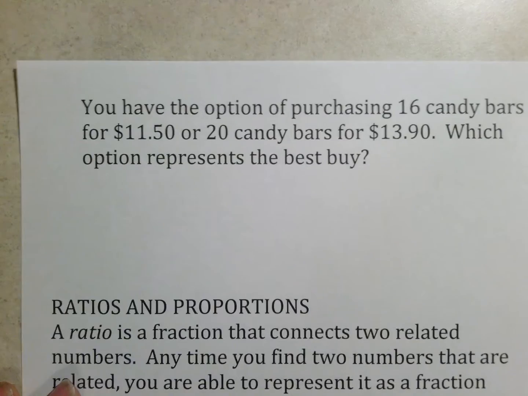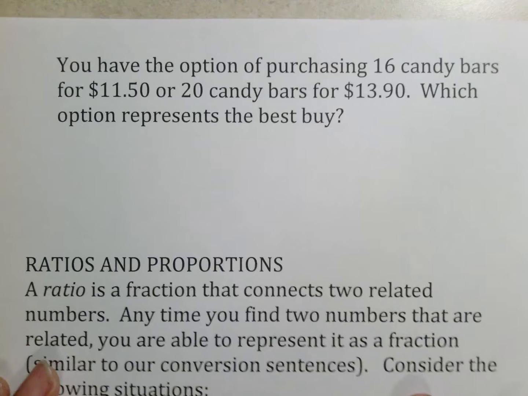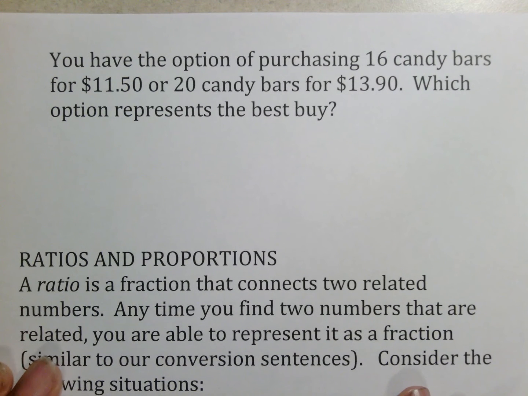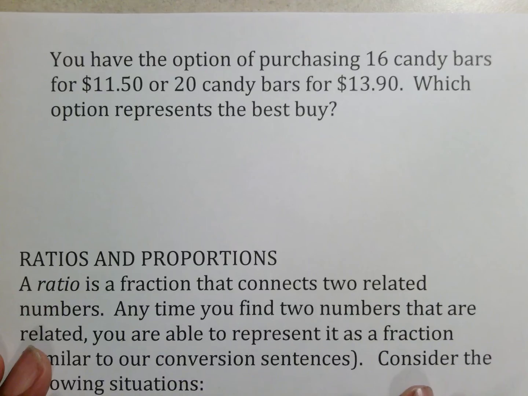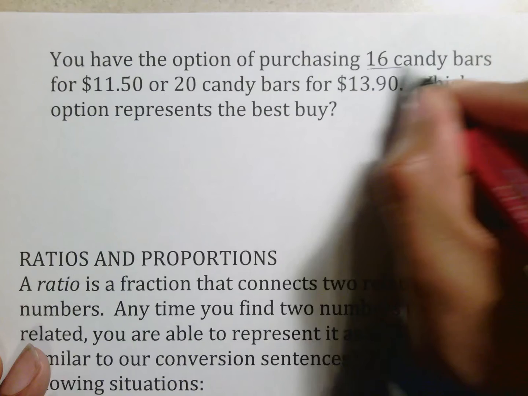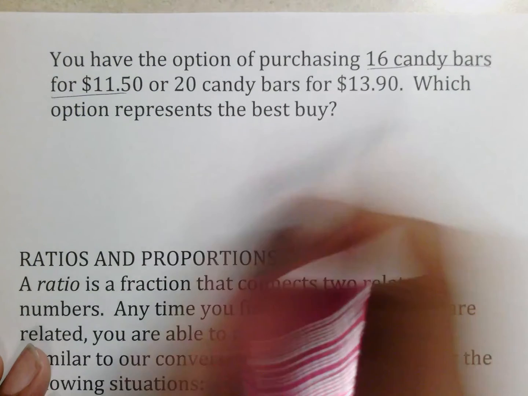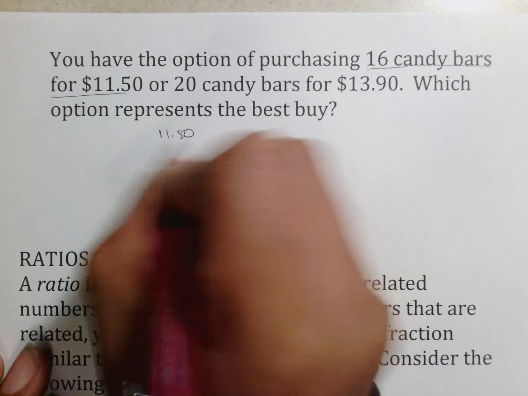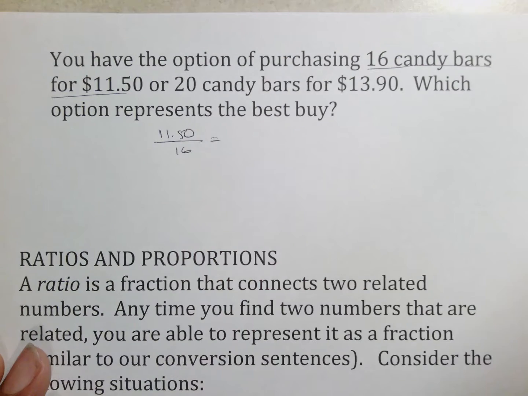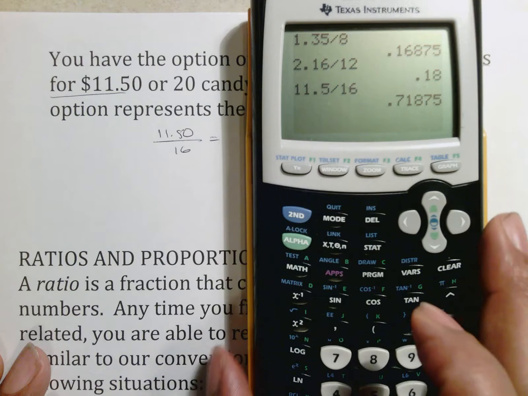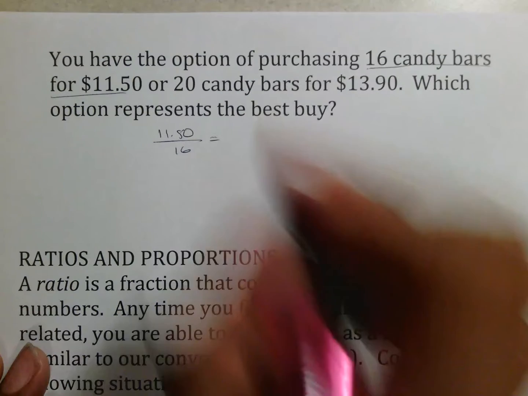talking about there. It says you have the option of purchasing 16 candy bars for $11.50 or 20 candy bars for $13.90. Again, before you purchase, you probably want to think which one is the best buy, because if you're buying a lot, you eventually do save money. So again, cost per whatever it is here, you have $11.50 for 16. So again, you do $11.50 divided by 16 to see what that number is, and it's 0.71875.